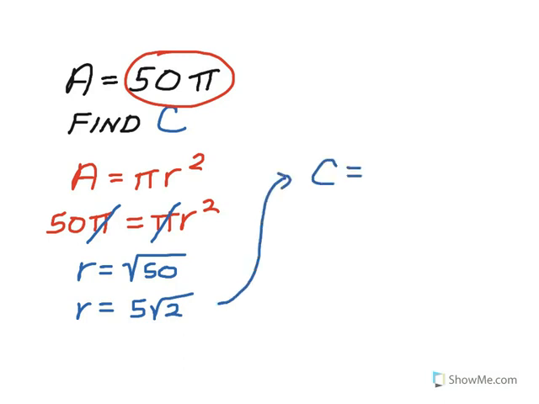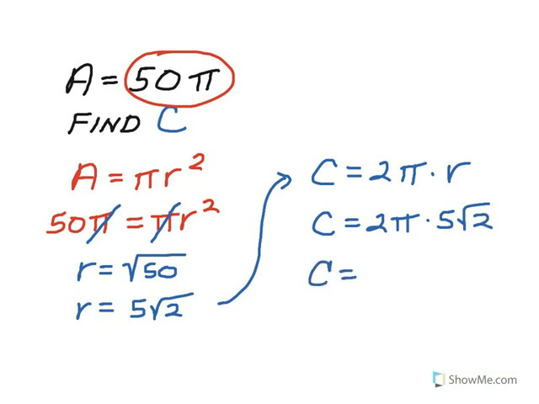So the circumference is 2 times pi times the radius. That's 2 times pi times 5 root 2. In other words, the circumference is 2 times 5, which is 10, times root 2 times pi. So 10 root 2 pi units. And of course the original area, 50 pi, was in square units.